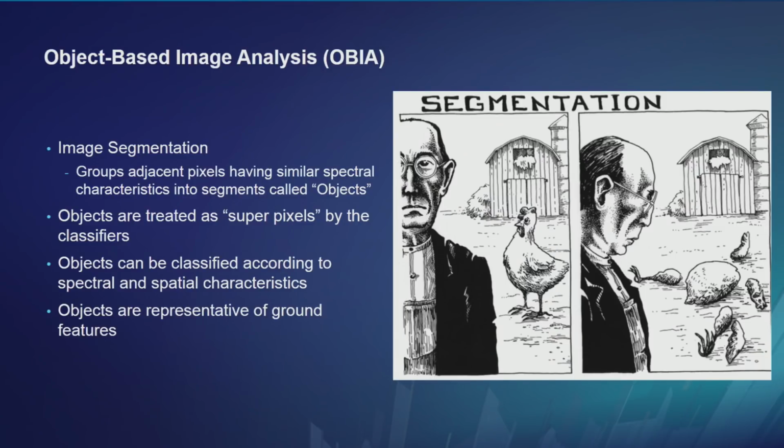The other advantage is those objects represent real features on the ground. So you're not going to go in and manage some pixel differently than its surrounding pixels, even if it's classified differently. But the objects represent real features that you can identify. It's a building, it's a sidewalk, it's a street, it's vegetation, whatever.